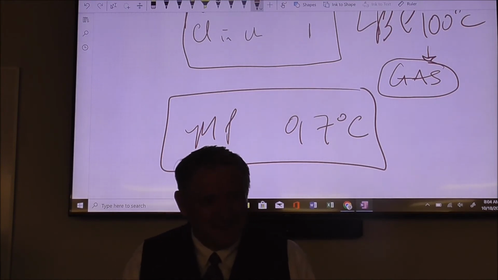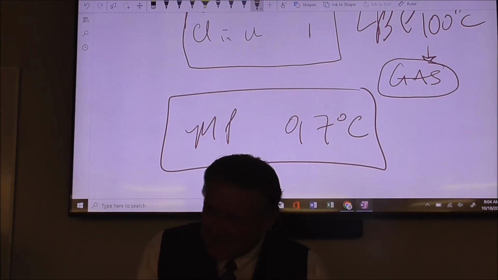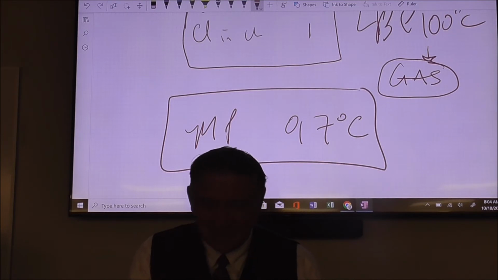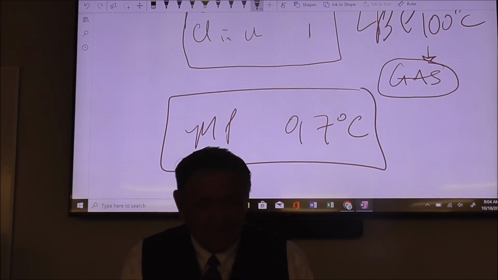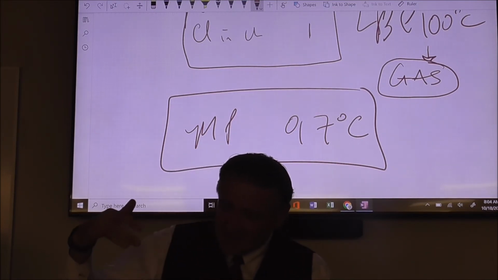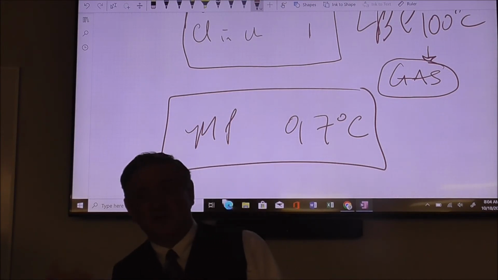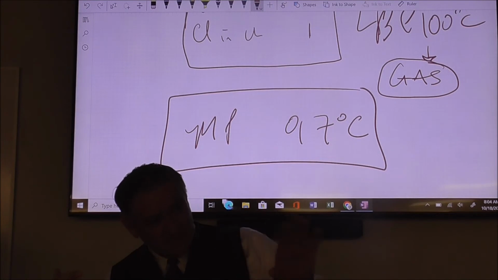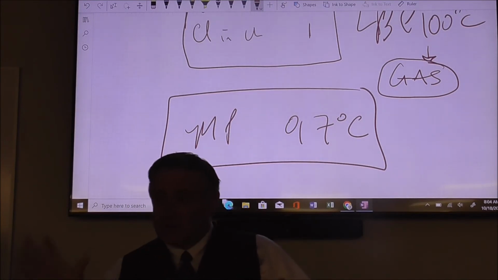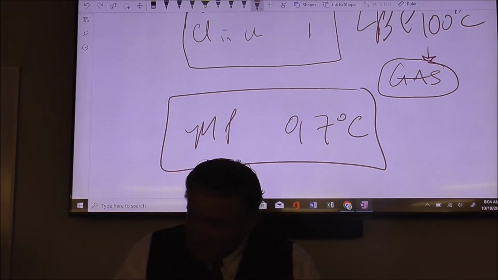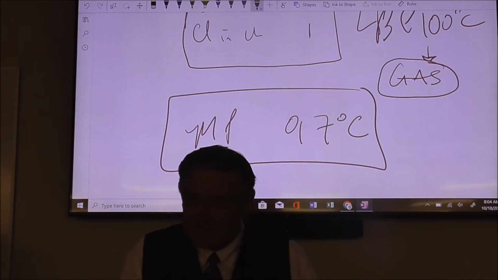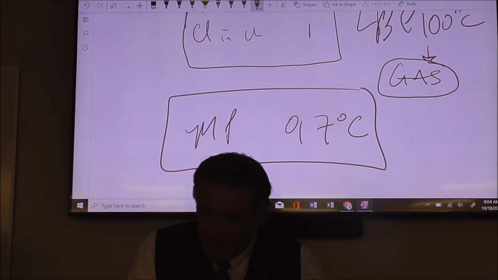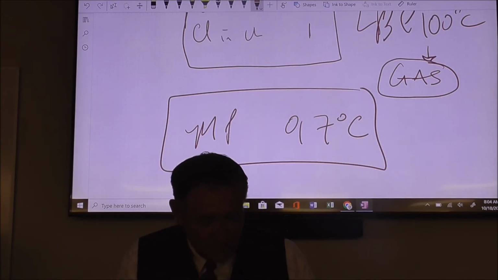So this is going to be a solid because of the fact that we're below the melting point. So anything that has a melting point basically above 20 degrees, that means it's going to be a solid here, right? So none of these will tell you exactly that it's a solid, liquid, or a gas. It's just going to tell you what the boiling point is.